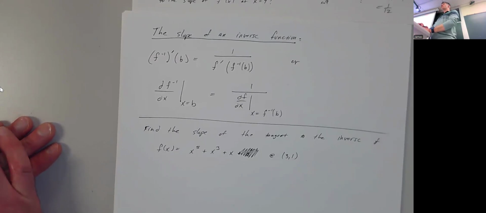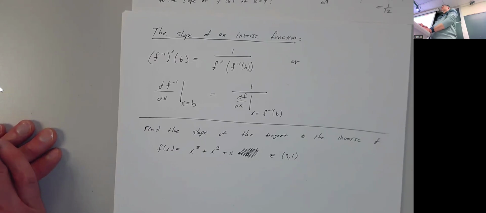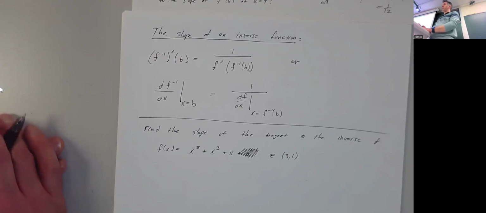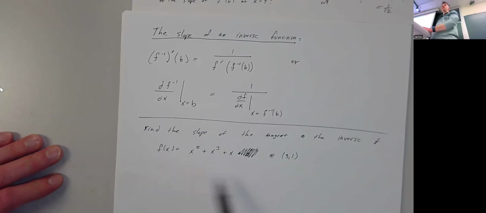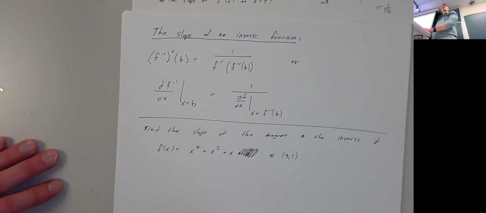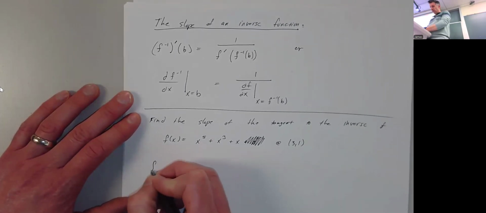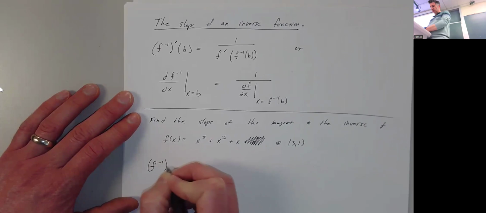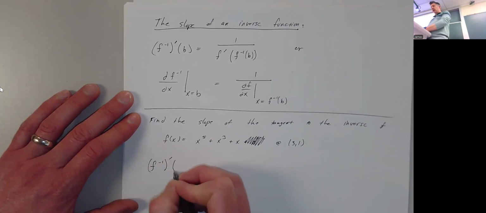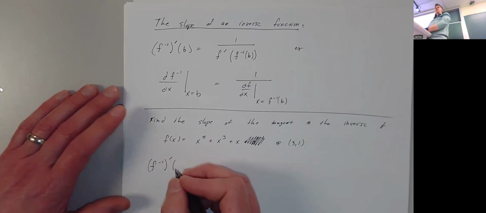So normally, if someone asks you a question like this, you'd be like, well, I'm just going to find the inverse function, take its derivative, and plug in the point. Can't do that here. I don't know how to find the inverse of that. It's probably impossible. So here's what we're going to do. We're going to say, well, I know the derivative of the inverse at whatever point I'm looking for. What point am I looking for?